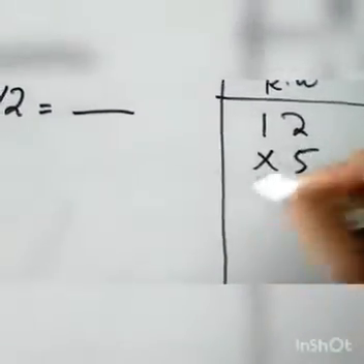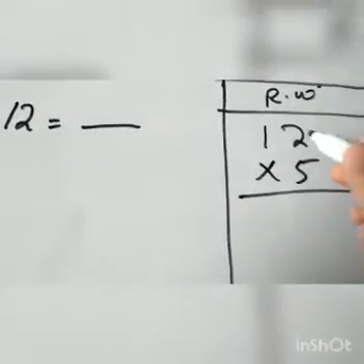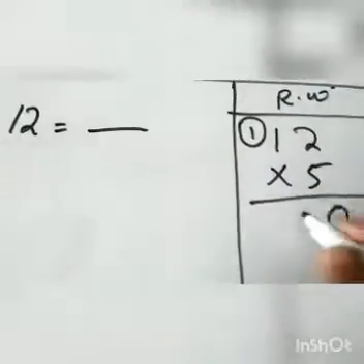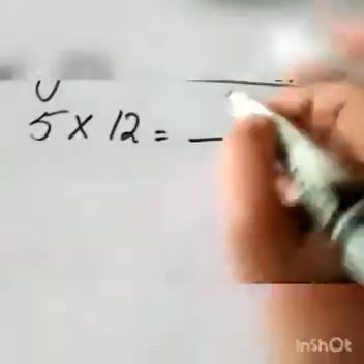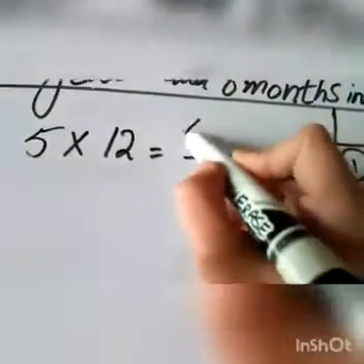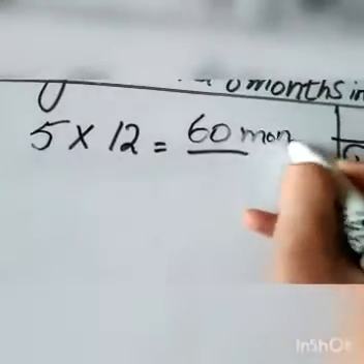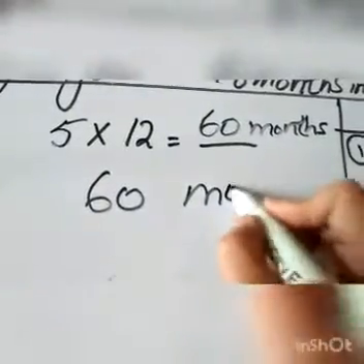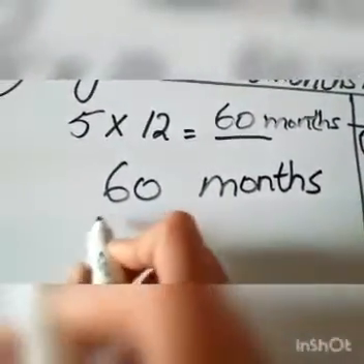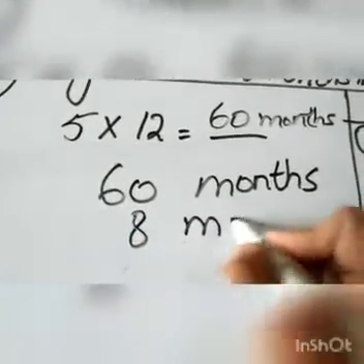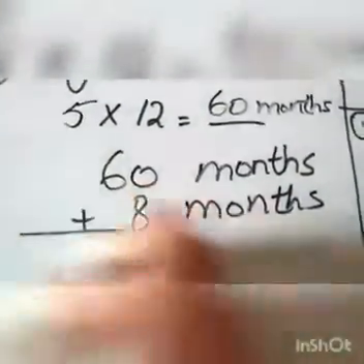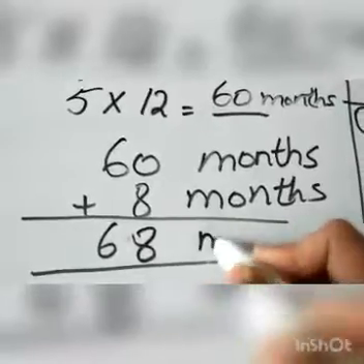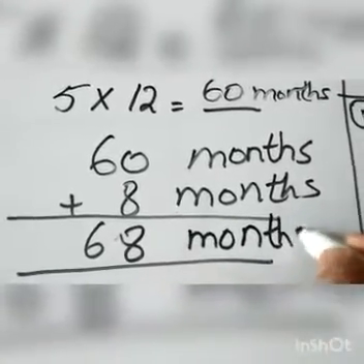12 multiply 5. 5 2 times is equal to 10. 1 carry over. 5 1 time is equal to 5 plus 1 is equal to 6. Okay, 5 multiplied 12 is equal to 60 months. Okay. Now we can add 60 months and 8 months. Let's add them together. 0 plus 8 is equal to 8 and 6. So the answer is 68 months.